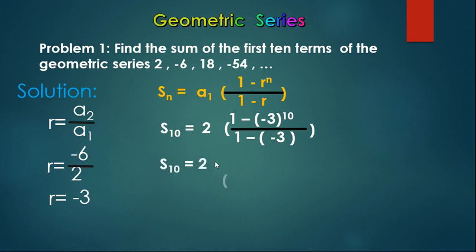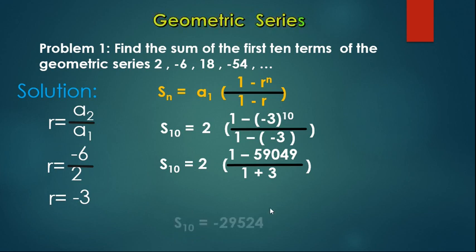We have here 2 and then negative 3 raised to the power of 10. Since this negative number is raised to an even power, it will become positive: 59,049, all over 1 plus 3. Why did it become plus? Since the 3 is negative, the sign changes, and this will be positive in our answer.